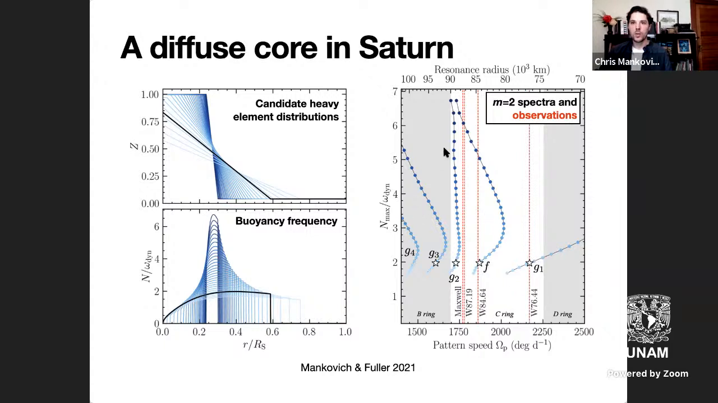So here we're showing the predicted mode frequencies for m equals 2 in the ring plane, where in this diagram we have increasing mode frequency to the right, increasing distance from Saturn going to the left. And there are 4 m equals 2 detections.